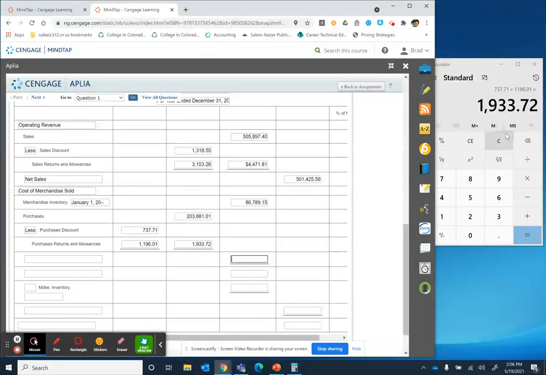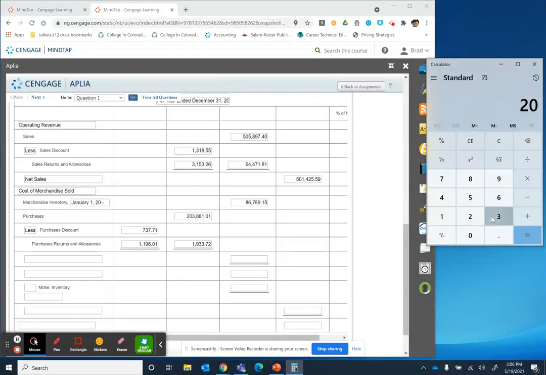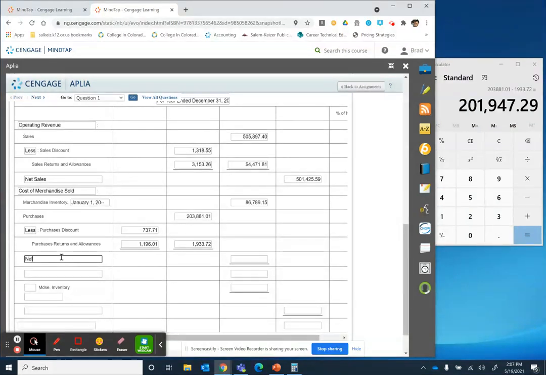We will then subtract from our purchases the combination of purchase discounts and purchase returns and allowances. And that's going to give us $203,881.01 minus $1,933.72, which gives us $201,947.29. And this represents our net purchases. So, $201,947.29.